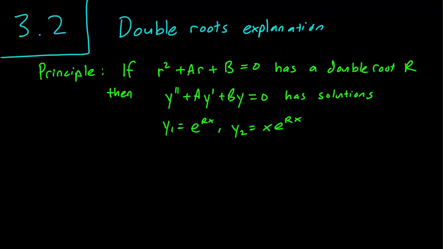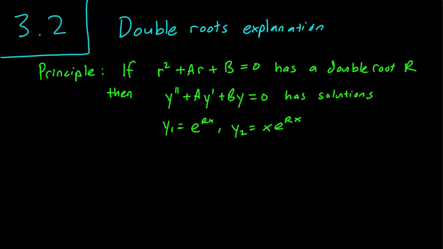Hello class, this is section 3.2, and in this video I just want to explain something that I don't think the book covers very well. This is the case where our characteristic equation has a double root r, so it only has one real root, and we want to show why we have the solution e^(rx) and the solution x e^(rx).